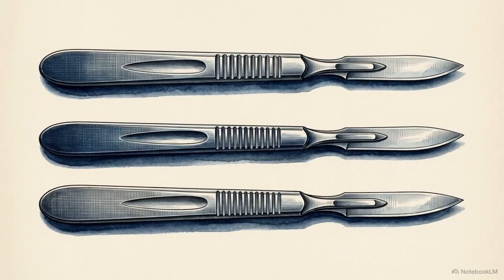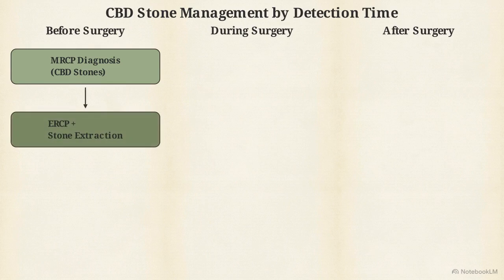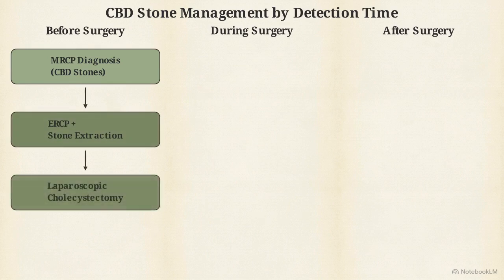Choledocholithiasis is managed through a rigid 3-scenario algorithm. The entire surgical pathway is dictated mathematically by the timeline of detection relative to the primary cholecystectomy. This flowchart maps the initial branch. In Scenario 1, common bile duct stones are detected before surgery via MRCP. The algorithm mandates an ERCP to extract the stones first, followed sequentially by a laparoscopic cholecystectomy.